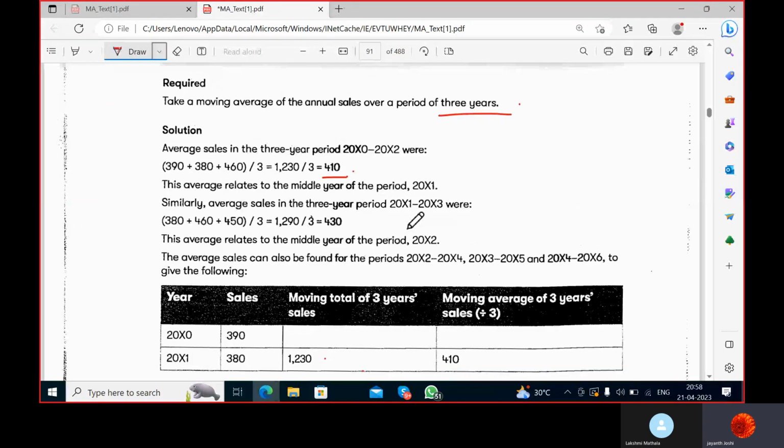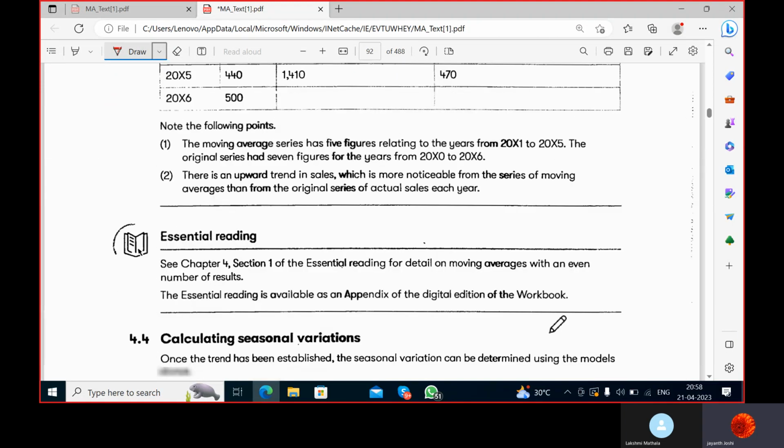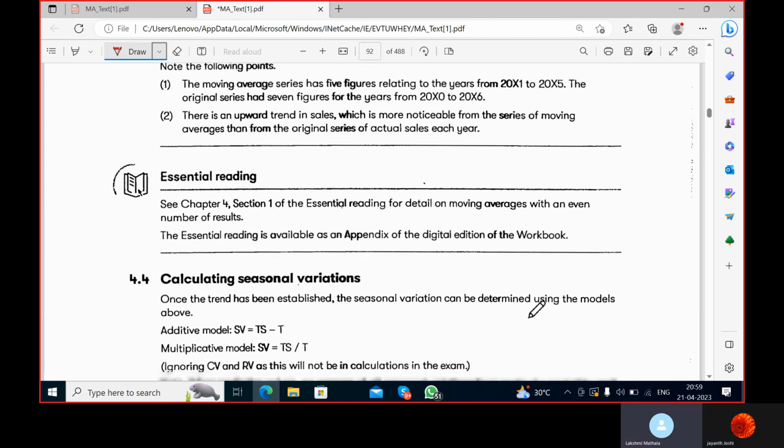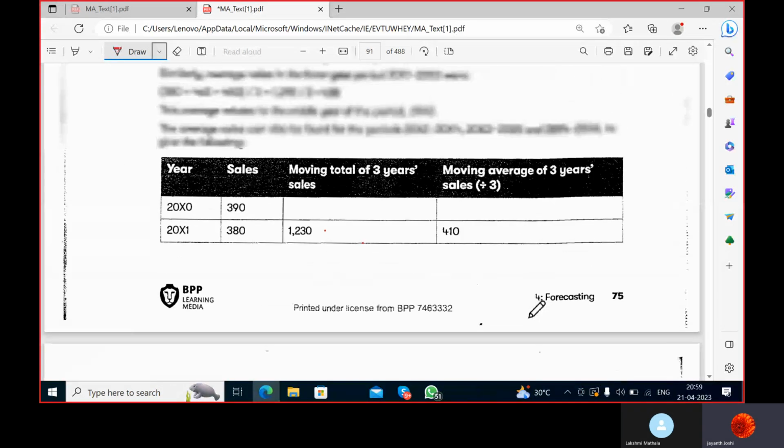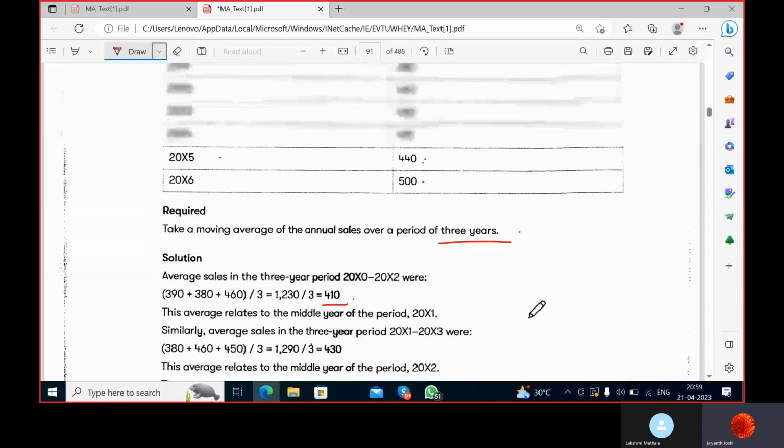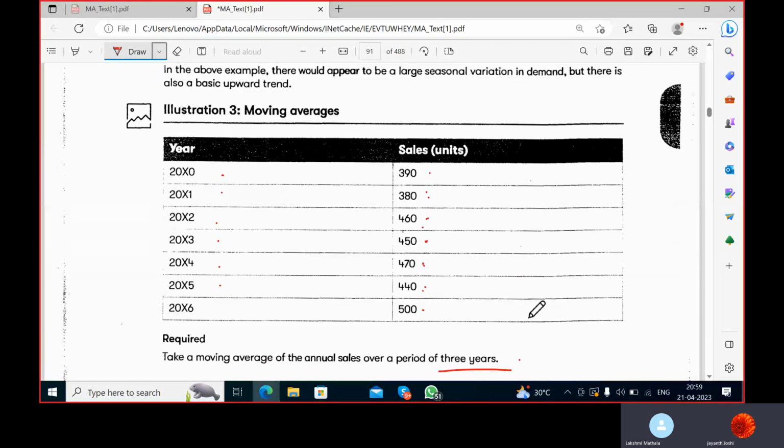What was the moving total? 1230. And what was the moving average? 410. So they have calculated this. Will you do that, Hamsika? Yes, I'll do that. We can go for seasonal variation next class. At least this, we have our time now. That is more important. Do this. So that tomorrow we can target index numbers.